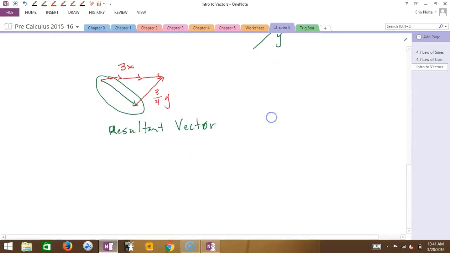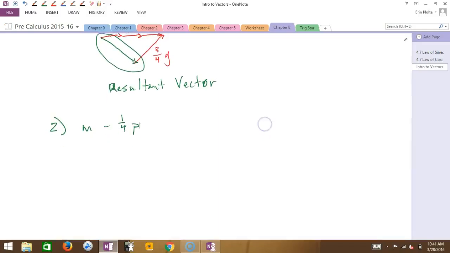So let's do one more. Let's do m minus 1/4 of p. Okay, so let's say my m kind of goes off this direction, and my p goes this direction. They look about the same length, but one goes like that, one looks like 120 degrees, that one looks like maybe 30 degrees.